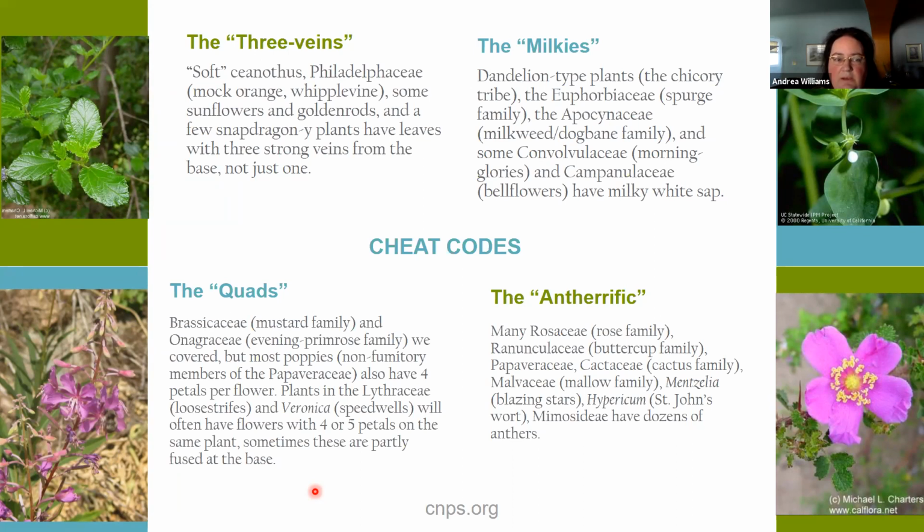Plants in the Lythraceae, or the loosestrife family, and most Veronicas, which are also known as speedwells, will often have flowers with 4 or 5 petals on the same plant, particularly the loosestrifes. And they'll either appear to be or are fused at the base a little bit. So that's when they're not all the way separate down to the base, but they have that slight tube to them.